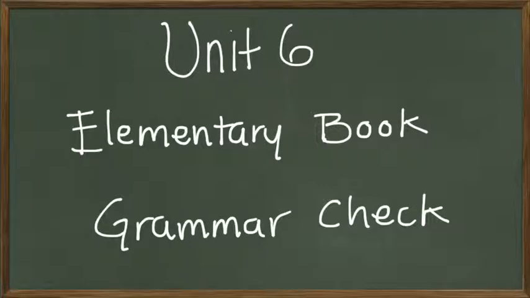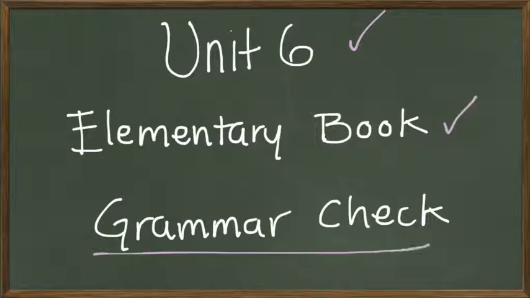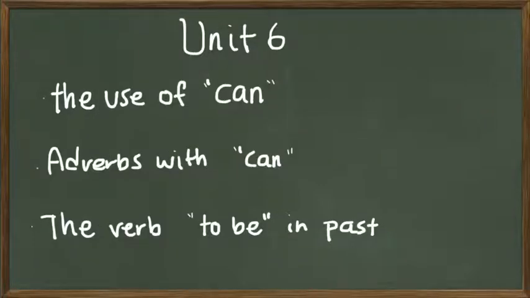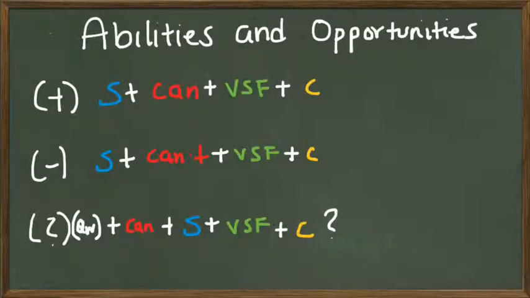In this video, we're going to cover our Unit 6, which corresponds to our elementary book, and we will be studying and checking the grammar aspects. In this unit, we're going to check how to express ability and opportunity using the auxiliary can. We're also going to practice adverbs with that same auxiliary can, and we're going to check the verb to be in the past form. Alright, well, let's begin with abilities and opportunities.